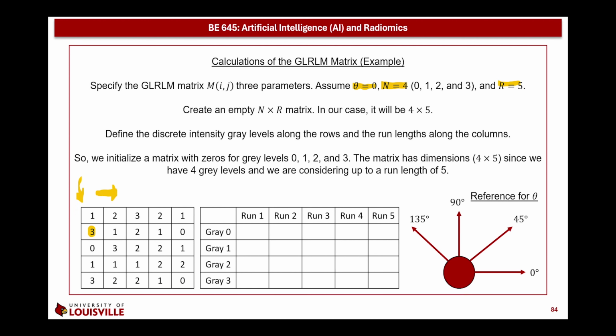The next step is to create an empty matrix with dimensions N multiplied by R. For the rows, we will define the gray levels, and for the columns, we will define the runs. So in that case, the dimensions will be 4 by 5. The rows will start from 0 up to the maximum intensity or gray level, which is 3, and the runs will start from 1 until we reach the value of R. And similar to GLCM, we can take that reference to determine in which direction we go, and the commonly used thetas are 0, 45, 90, and 135.